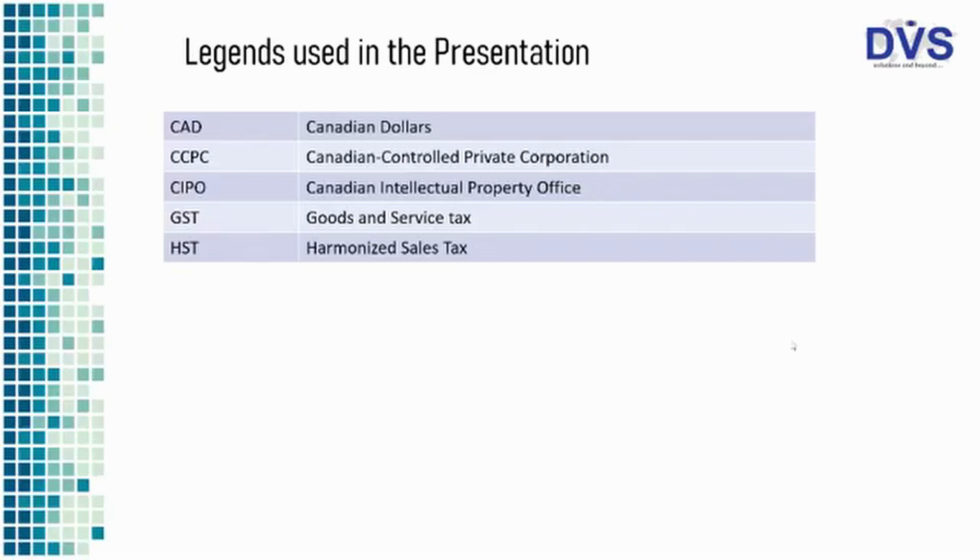Certain legends used in the presentation: CAD represents Canadian dollars. CCPC represents Canadian Controlled Private Corporation. CIPO represents Canadian Intellectual Property Office. GST is Goods and Services Tax. HST is Harmonized Sales Tax.